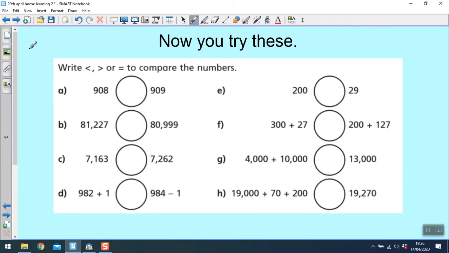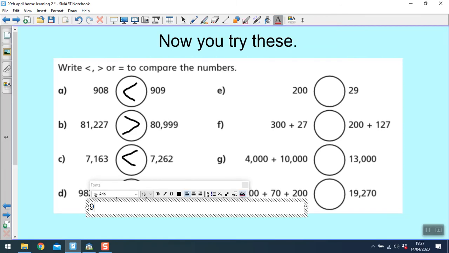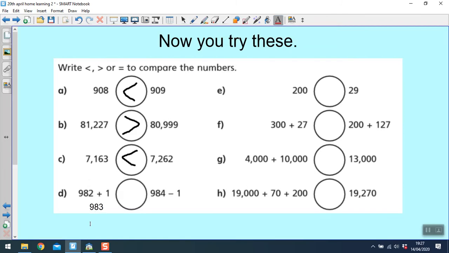Now you try these. Pause the video and have a go. Let's go over the answers. 909 is bigger than 908. 81,227 is bigger. 7,262 is bigger. Now what I'm going to do is write the answers down to help me remember.